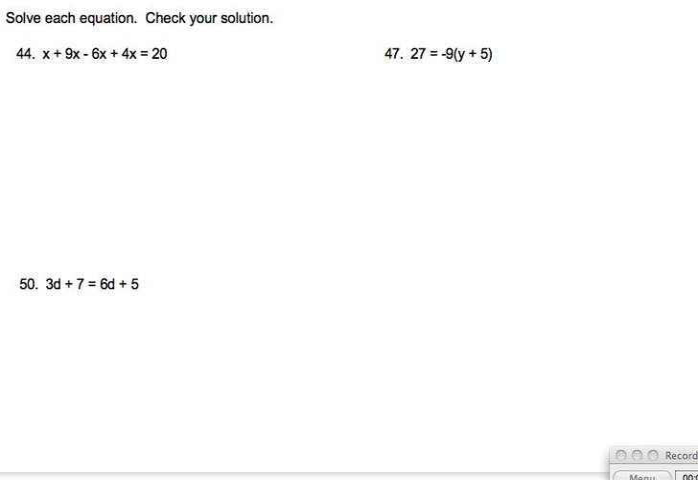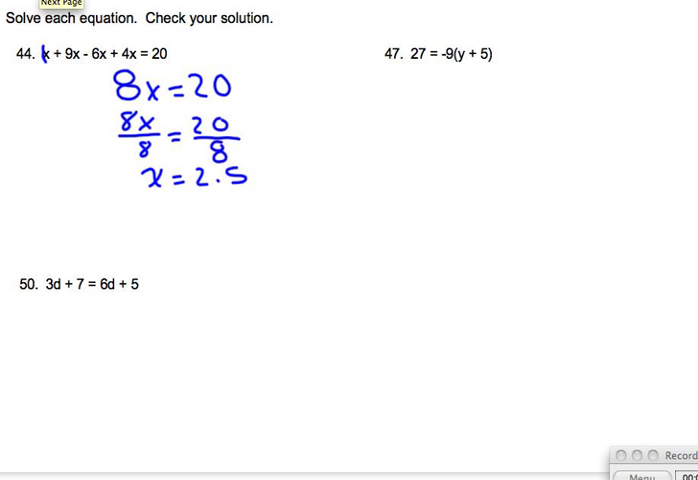So problem 44 has us x plus 9x minus 6x plus 4x equals 20. Left side you have all x's, so when we collect them, this is like having a 1x there. So 1x plus 9x is 10x. Subtract a 6x, I get 4x. Add the 4x, I get 8x. So now I have 8x is equal to 20. I'm going to take the 8x and divide it by 8, which means on the other side I have to take the 20 divided by 8. So when I simplify it, I get x equals 2.5.